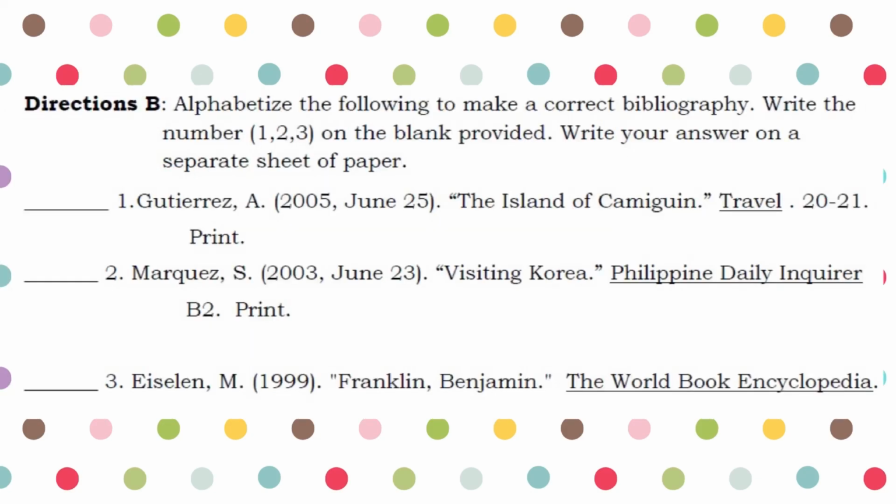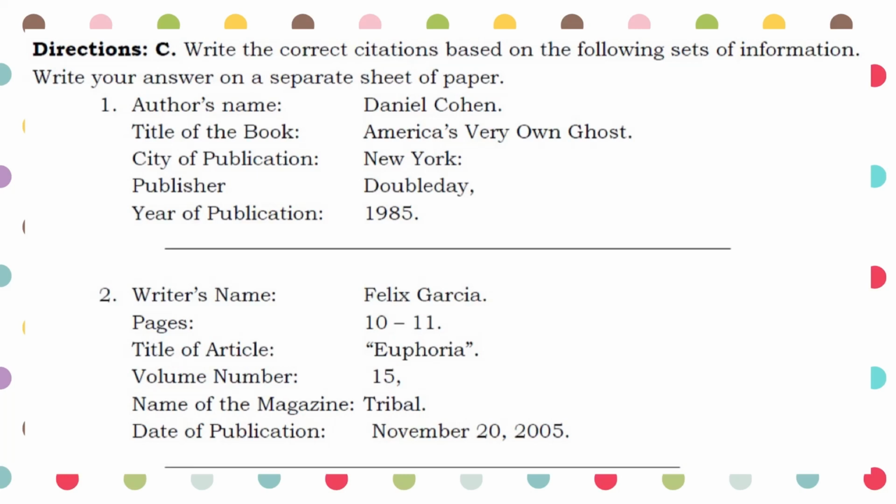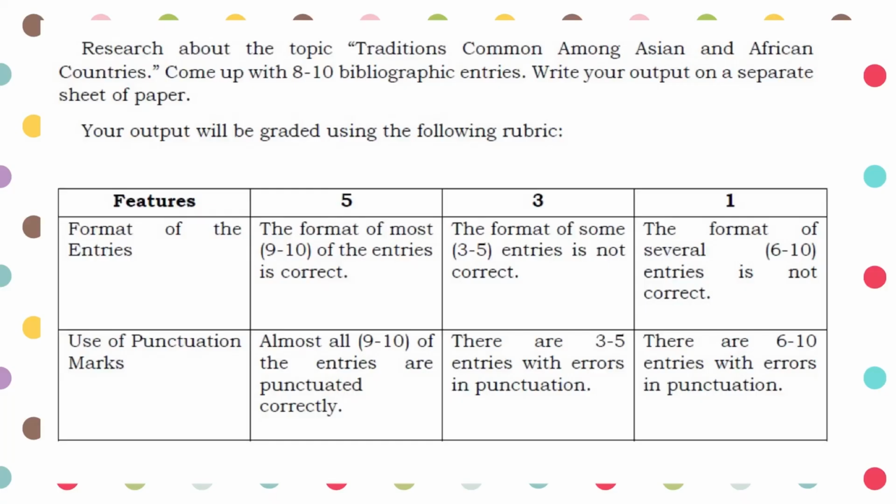Direction for letter B. Alphabetize the following to make a correct bibliography. Write the number 1, 2, 3 on the blank provided. Write your answer on a separate sheet of paper. Direction for letter C. Write the correct citations based on the following sets of information. Write your answer on a separate sheet of paper. Additional activity. Research about the topic traditions common among Asian and African countries. Come up with 8 to 10 bibliographic entries. Write your output on a separate sheet of paper. Your output will be graded using the following rubric.